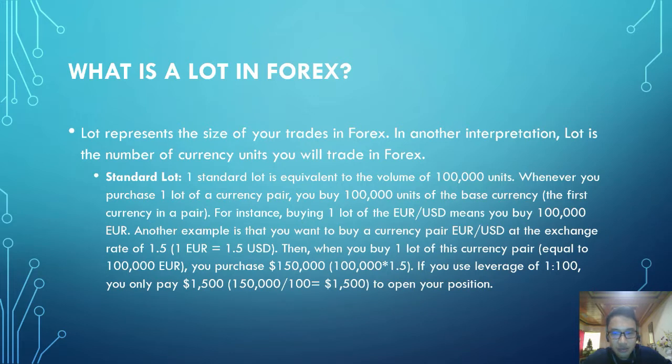Another example is that you want to buy euro USD at the exchange rate of 1.5. So 1 euro is equal to 1.5 USD. When you buy 1 lot of this currency pair, equal to 100,000 euro, you purchase 150,000 USD, or 100,000 times 1.5. If you use leverage of 1:100, you pay only 1,500 USD. That's 150,000 divided by 100. That's 1,500 USD to open your position.